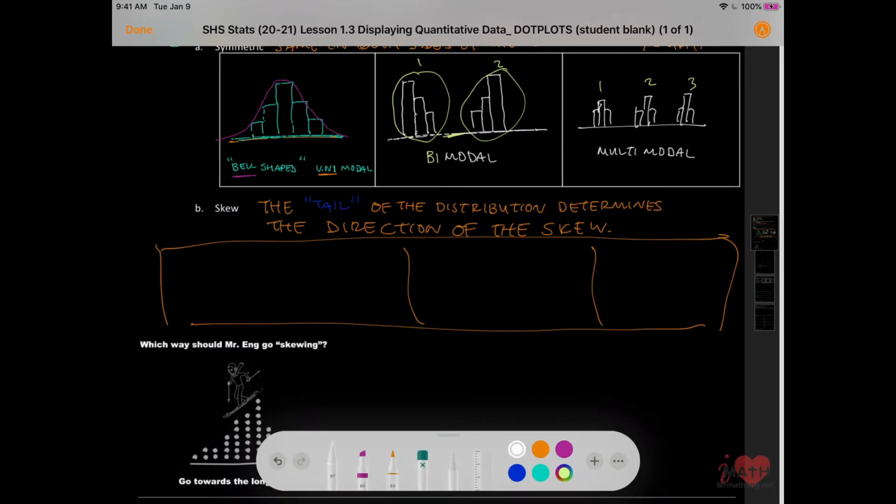So this one, we would say if a graph looks something like this and the tail is equal on both sides, we would call this one no skew.